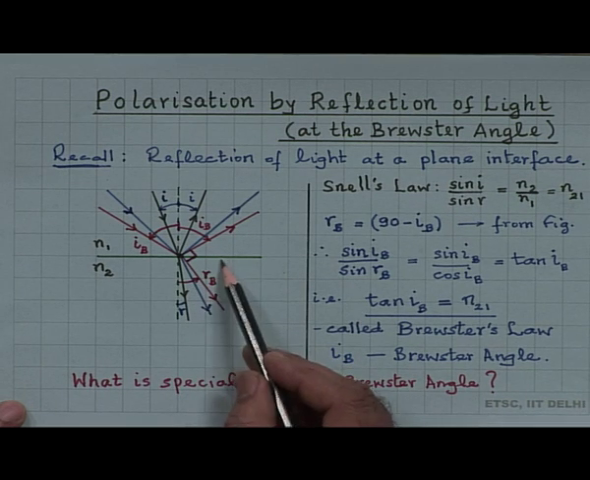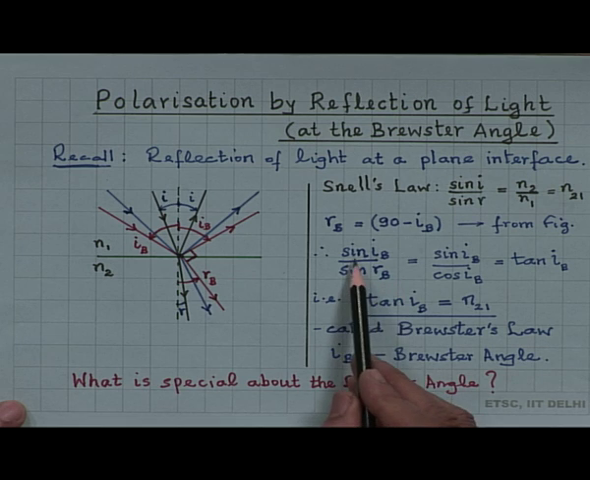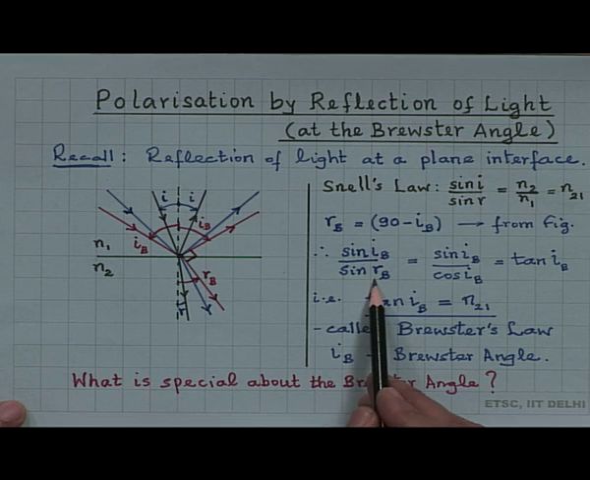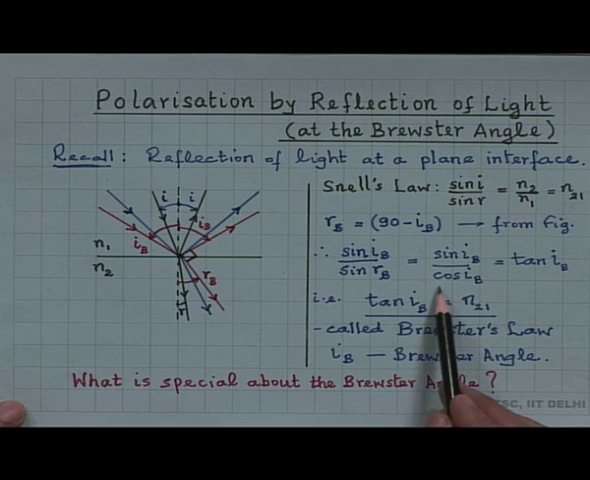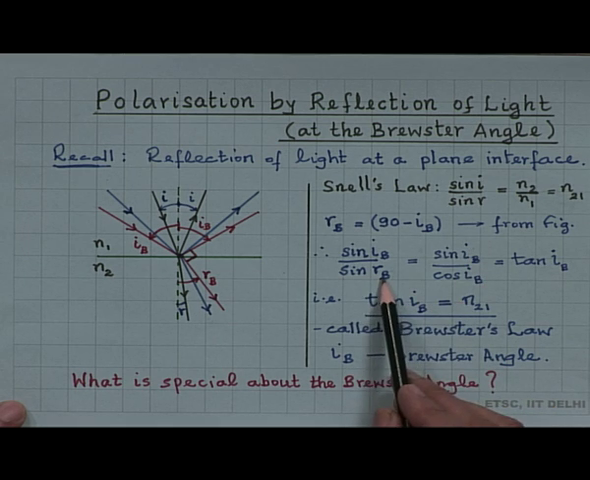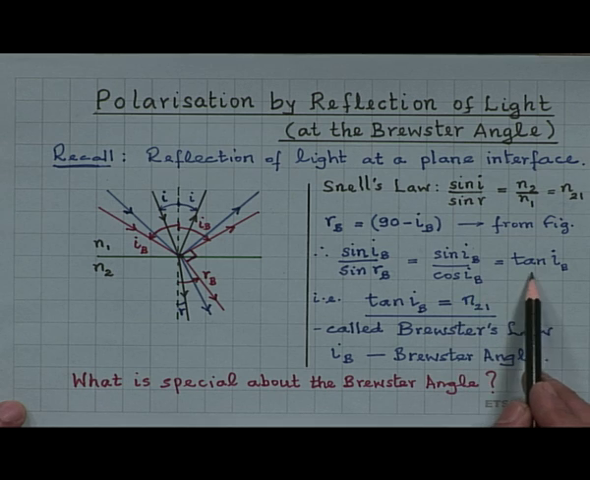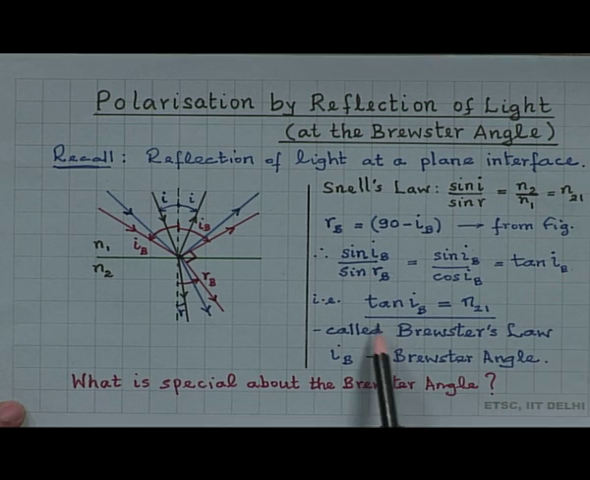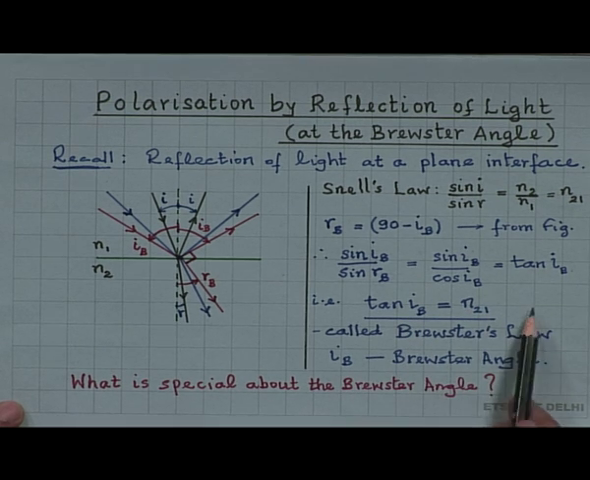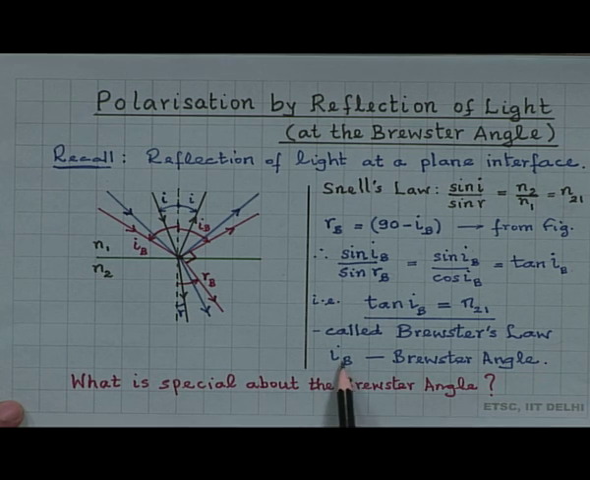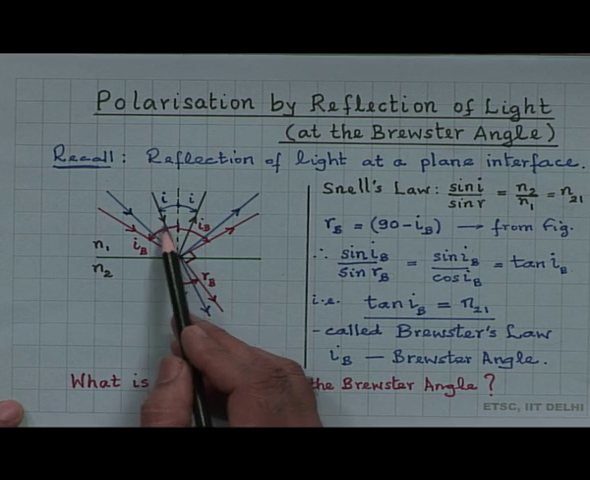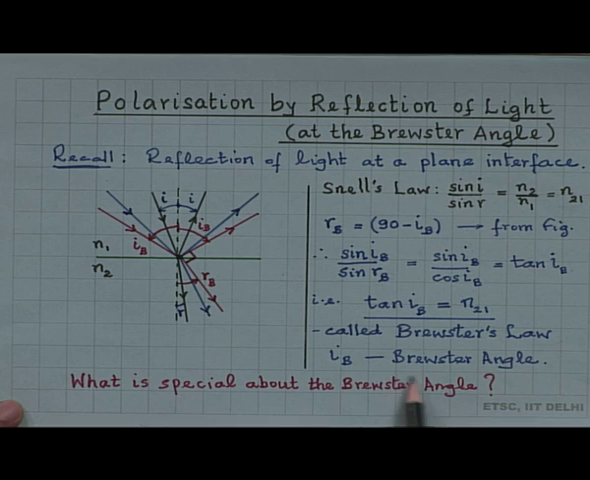Therefore, sin I_b by sin R_b is equal to sin I_b by sin(90 minus I_b), which is cos I_b, which is equal to tan I_b. Therefore, tan I_b is equal to n2 by n1, and this is called Brewster's law. The angle of incidence I_b is known as the Brewster angle.